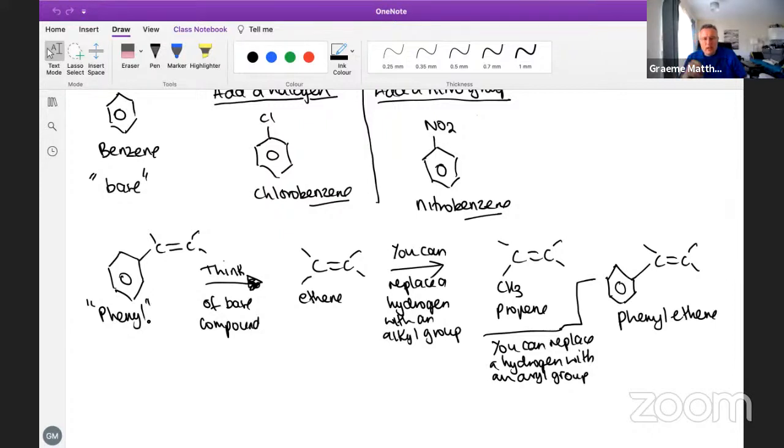If you're trying to rationalize this molecule on the left-hand side, this is phenylethene. You think, right, start off, think of the base compound, it's ethene. Now, could you replace a hydrogen with an alkyl group? Well, you say, yeah, Graeme, like you see this hydrogen here coming off right there. Yeah, I'm going to replace this with a methyl. I'll just use methyl as my alkyl group. I go, yes, 1, 2, 3 carbons. This would be propene.